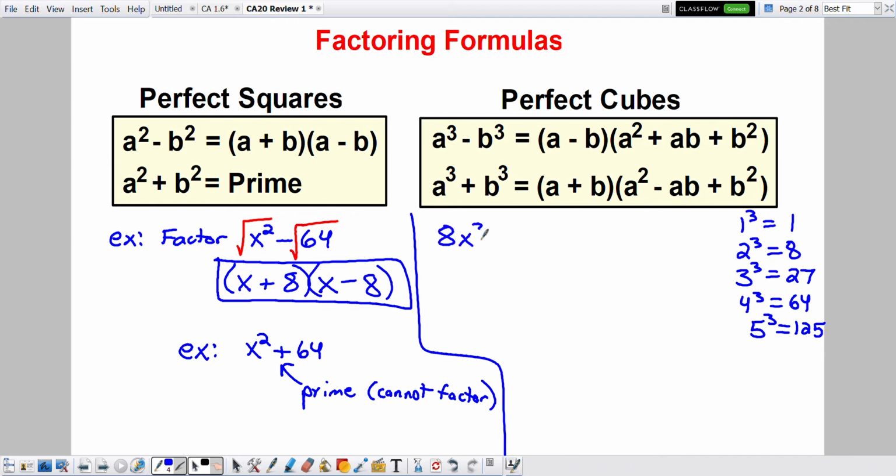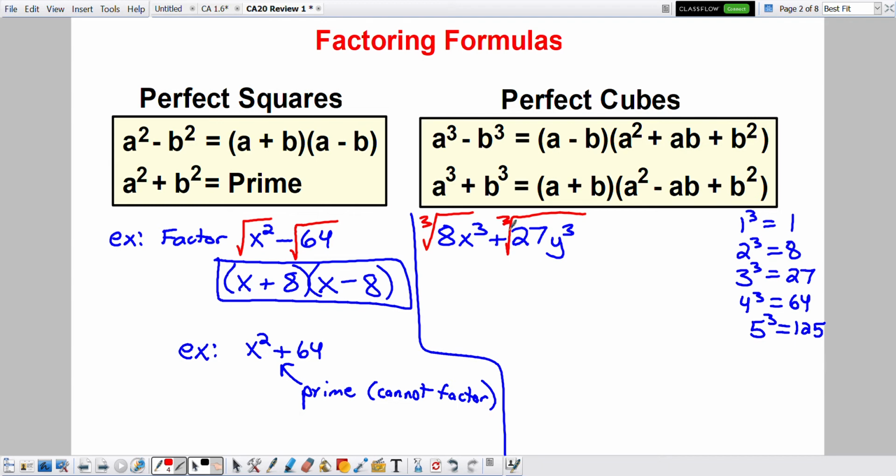8x cubed plus 27y cubed. Okay? I can even make it have two variables. The first thing I would want to do is take the cube root of both terms. I know I can take the cube root of 8. I know I can take the cube root of 27, so I think I can factor this. As long as both exponents can be divided by 3, I can do this.